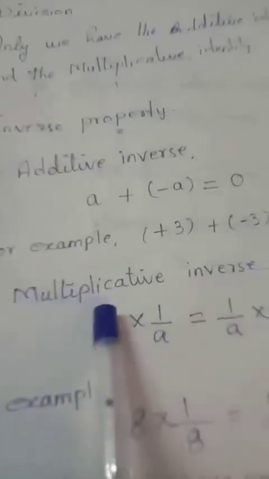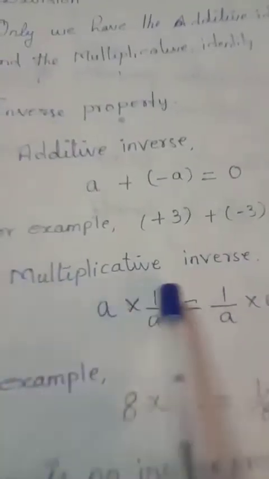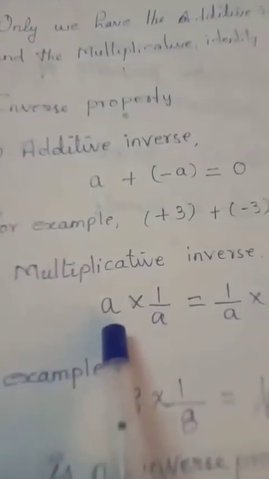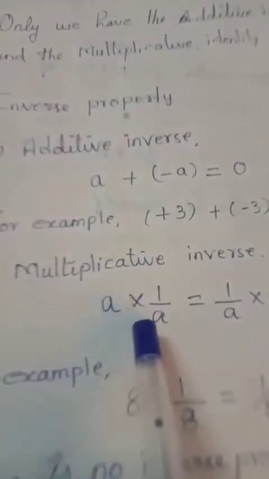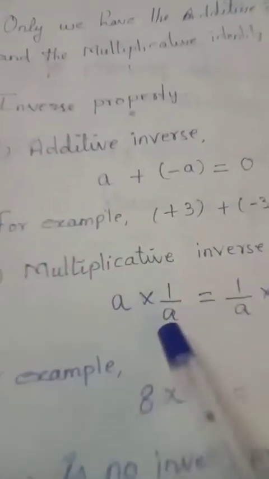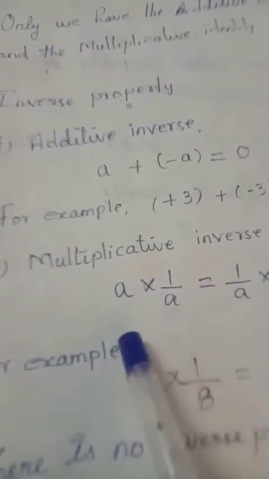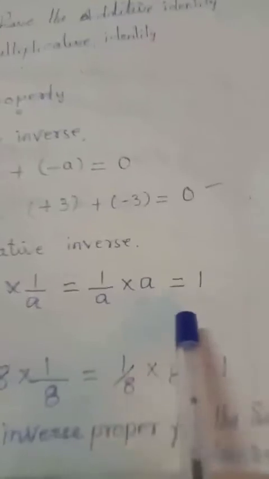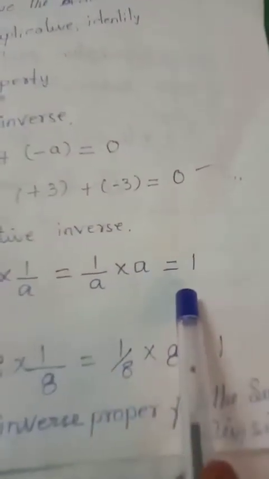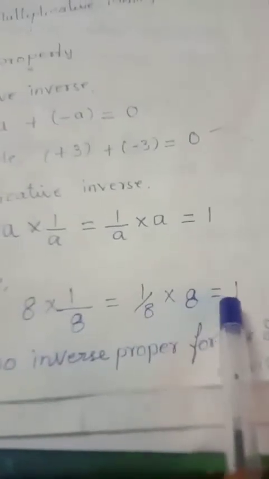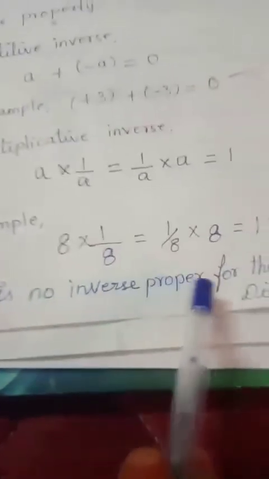The next one is the multiplicative inverse. For every real number except 0, there is another real number that is its reciprocal or multiplicative inverse. When these two numbers are multiplied together, we get the multiplicative identity, that is 1. We are taking here 8 and 1 by 8. 8 multiplied by 1 by 8, we get the multiplicative identity, that is 1. There is no inverse property for subtraction as well as division.